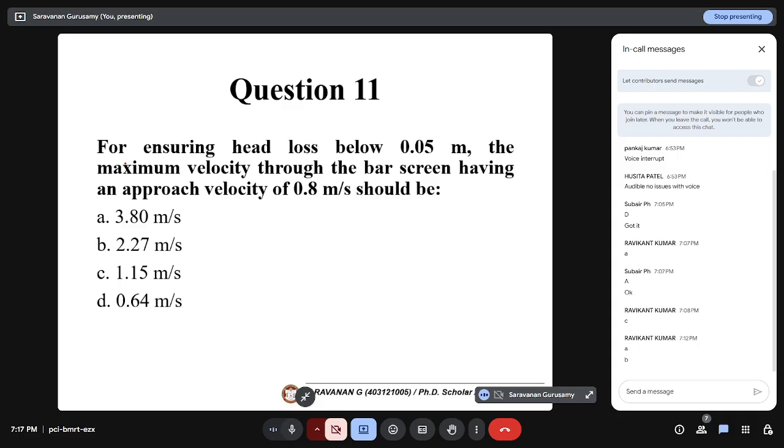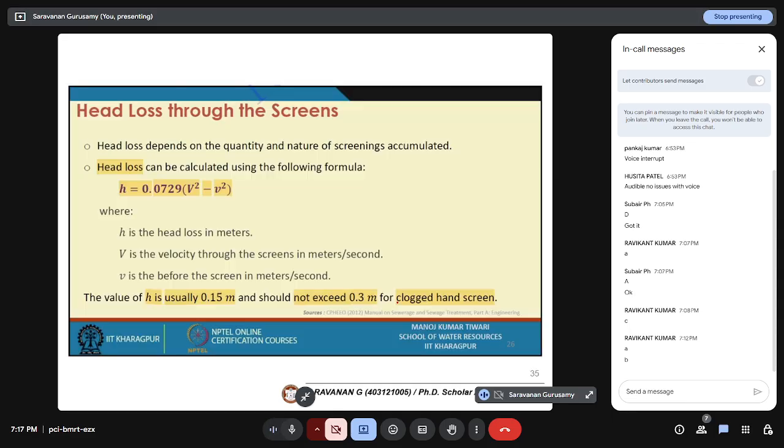See, another question. For ensuring the head loss in a bar screen, okay, 0.05 meter. So head loss is given as 0.05 meter. The maximum velocity through the bar screen having an approach velocity. So what is the formula for HL? 0.0079, right?